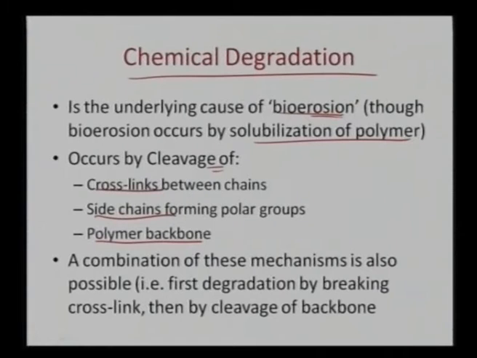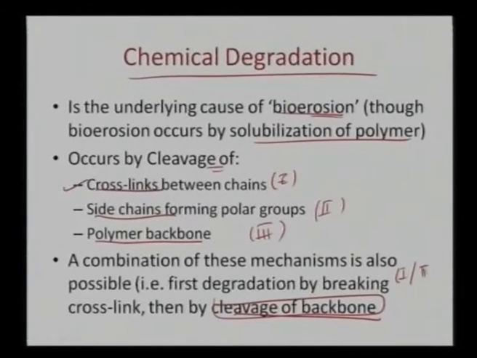In this particular case we can see a combination of these mechanisms occur. First of all, there can be a breakage of the cross links, and once it has formed a particular polymeric chain, then it can lead to the cleavage of the backbone. So in this case we have mechanism 1, cross linking between the chains is getting cleaved, then we have side chains which are getting cleaved, and in the third case we can have the polymer backbone. So here we are seeing a combination of 1 and 3: first degradation of the cross links, and then cleavage of the polymer backbone to cause the chemical degradation.